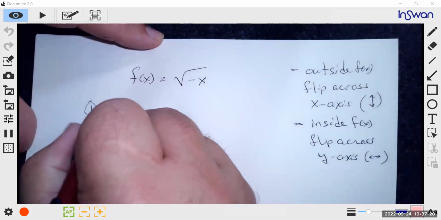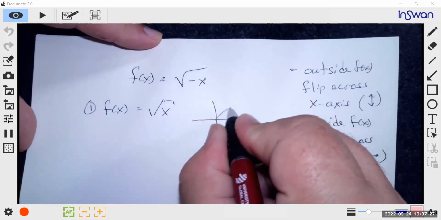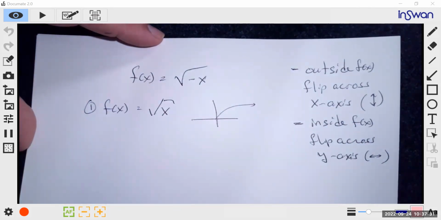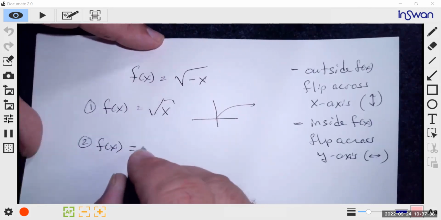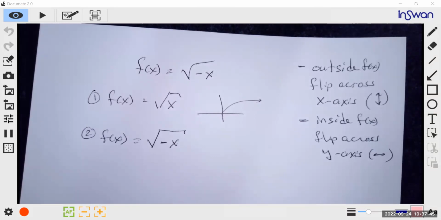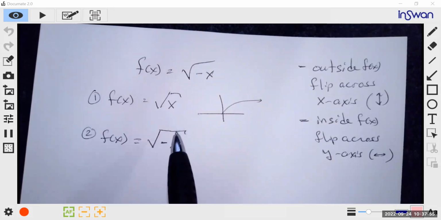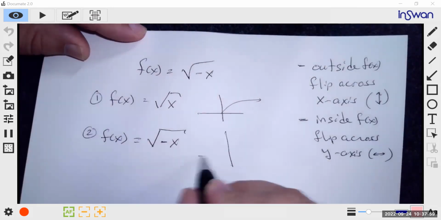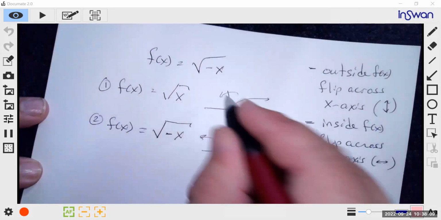So the original function here is the square root of x. The graph from your library chart is that. Now think of this. You cannot have negatives inside square roots, right? So what does x have to be to get rid of that negative? X has to be negative. A negative times a negative becomes a positive. So that's how come it now flips direction. I can only use negative x's. So that's what flip across the y-axis means.